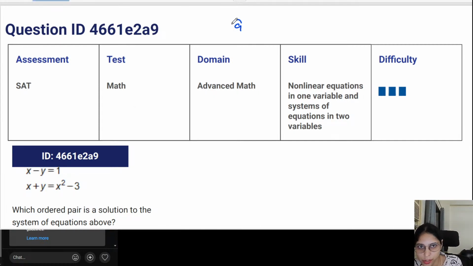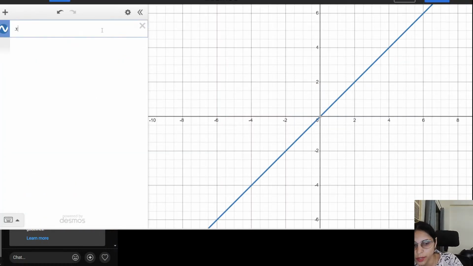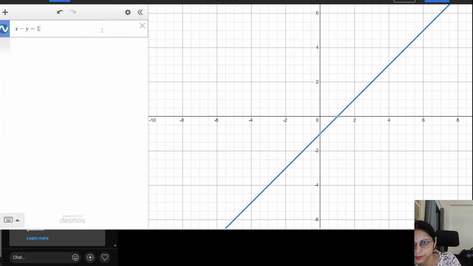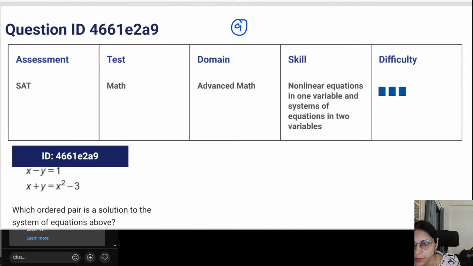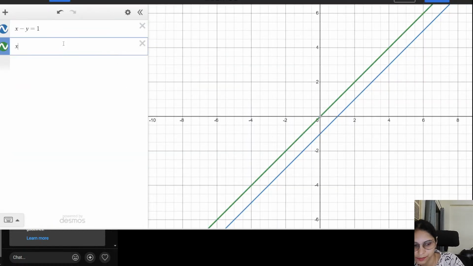Question number 9, what is the ordered pair? You just write the equation, you should get the answer. X minus y equals 1. X plus y equals x squared minus 3.